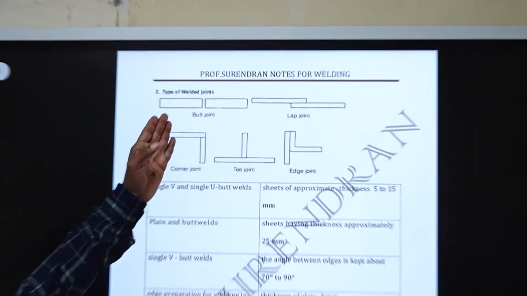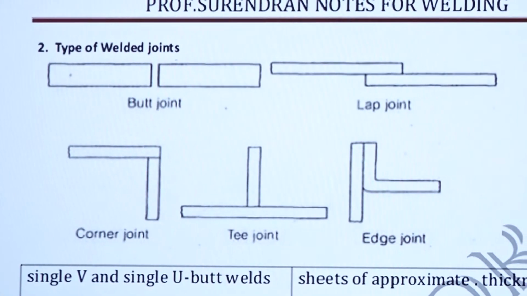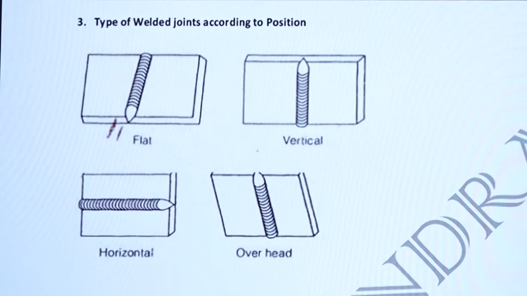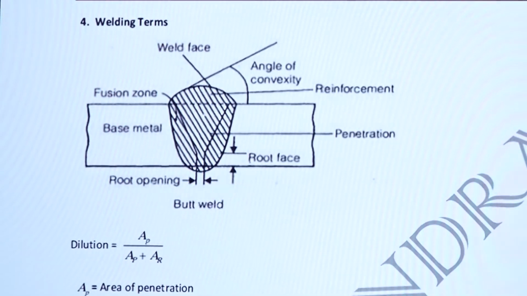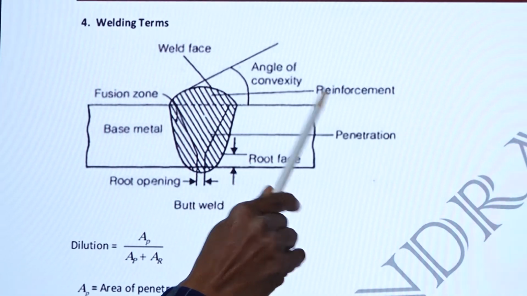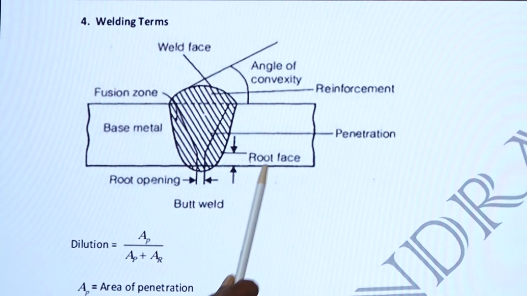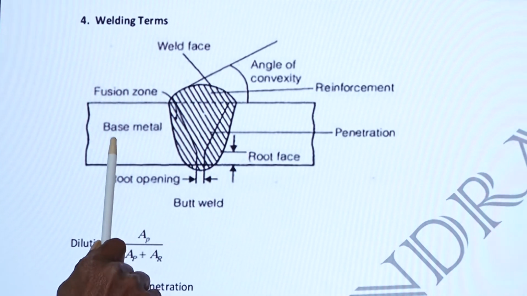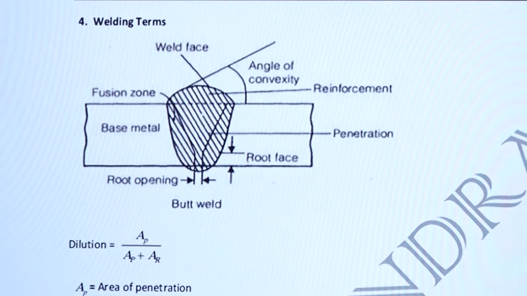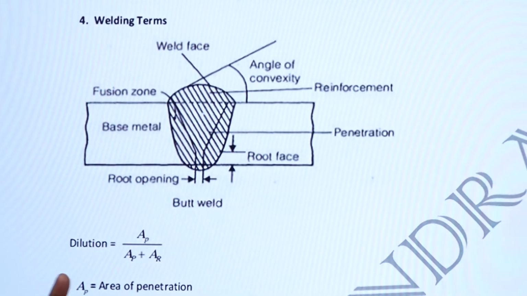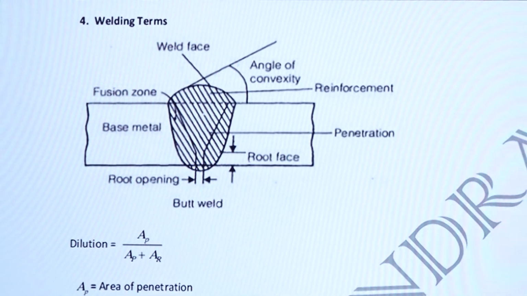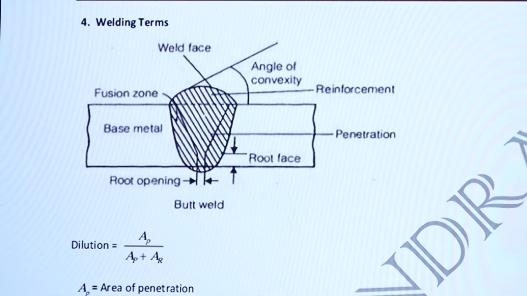These are the different types of joints: butt joint, lap joint, corner joint, T-joint, edge joint. You can see the flat joint, vertical joint, horizontal joint, overhead joint. Welding terms: you can observe the fusion zone, weld face, angle of convexity, reinforcement, penetration, and base metal. You can observe the root face and root opening. These are the terms to observe in this diagram.